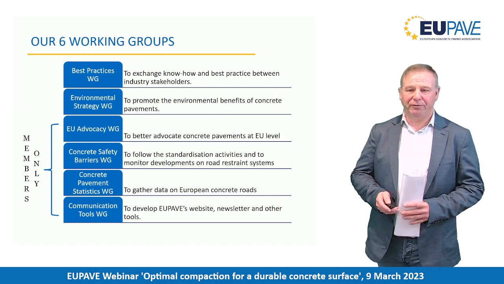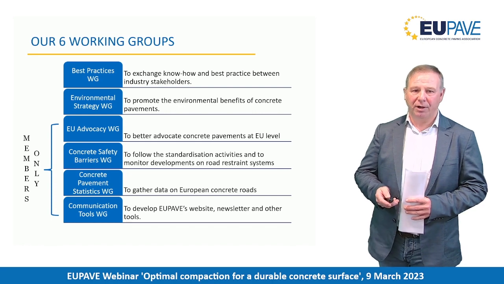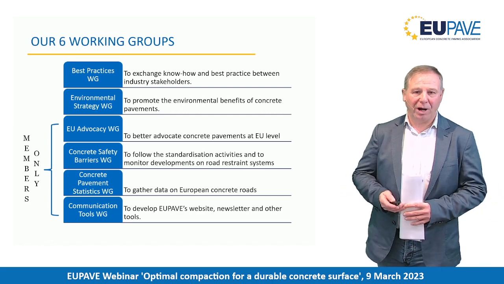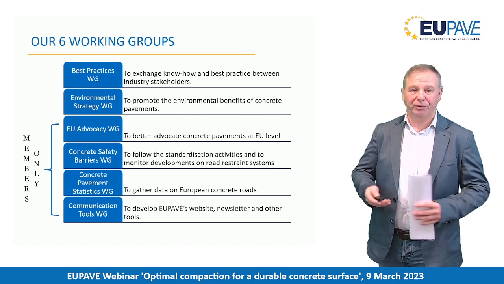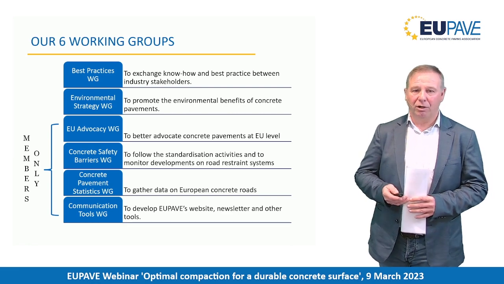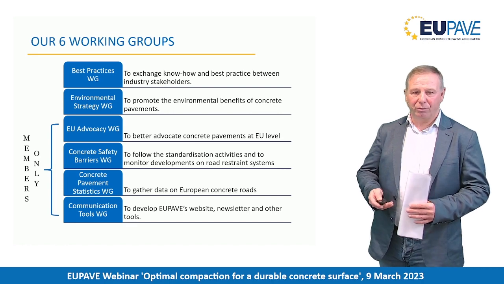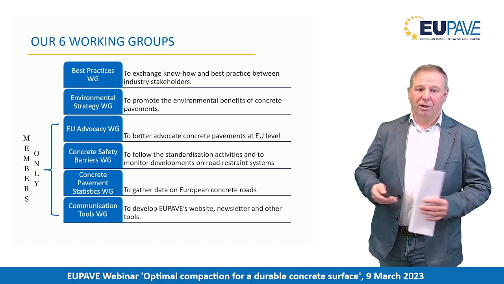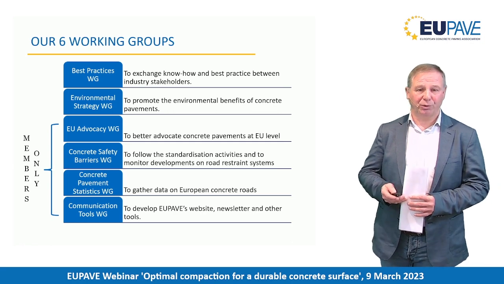Most of the work of EUPAVE is done in our working groups. As you can see here, we have 6 working groups. Best practices, that's the one in charge today, to exchange know-how and best practices amongst members and partners, and also with you today. The Environmental Strategy Working Group has been producing a large number of fact sheets in recent years. The EU Advocacy Group deals with lobbying and communication at the EU level. Then there are the Concrete Safety Barriers, Concrete Pavement Statistics, and Communication Tools Working Groups.